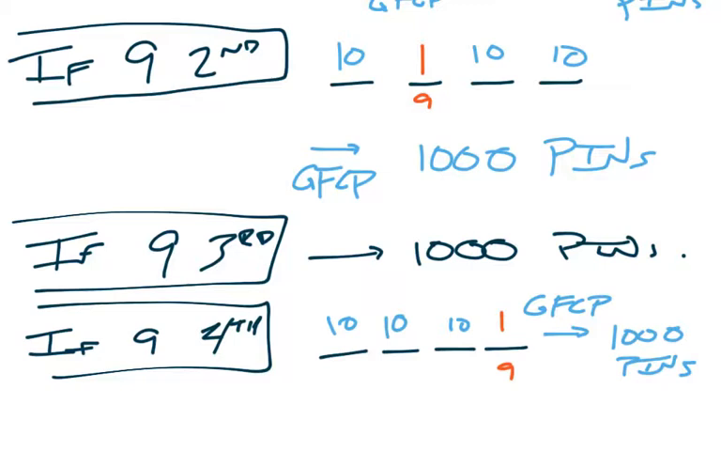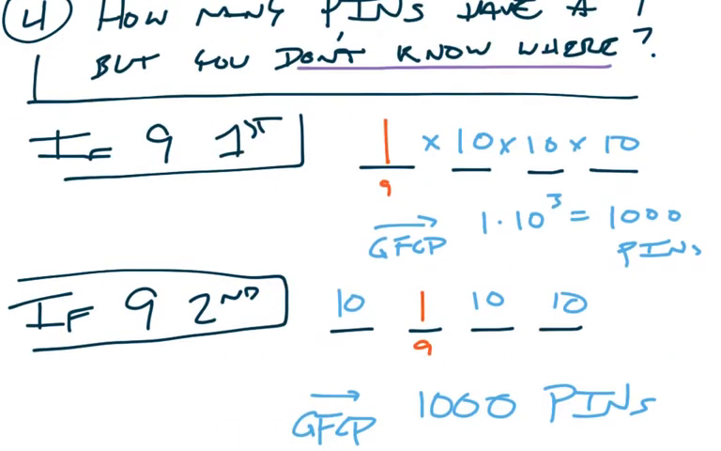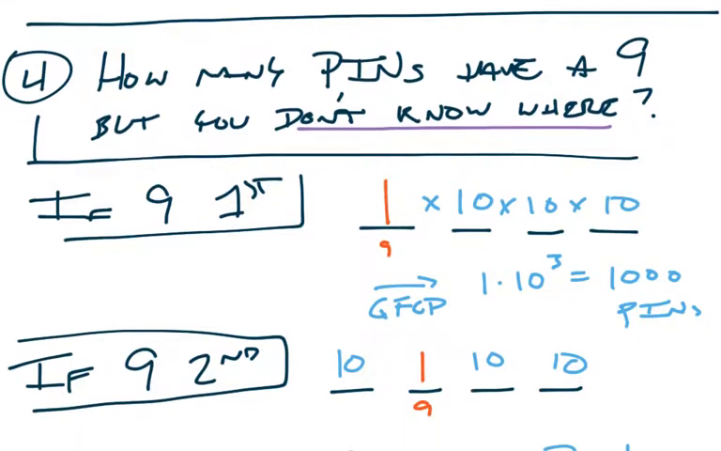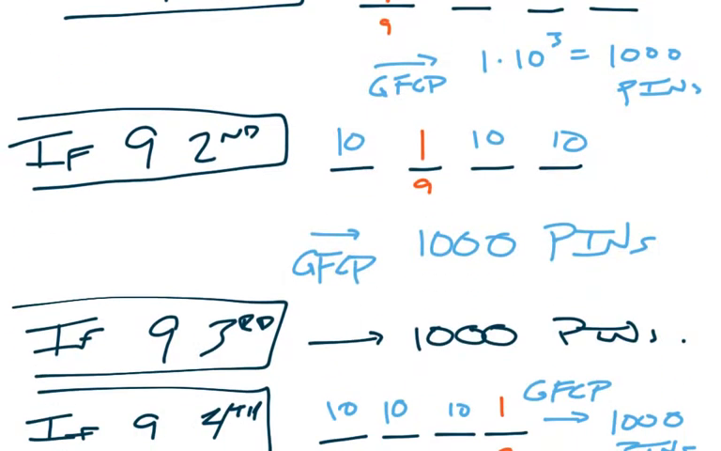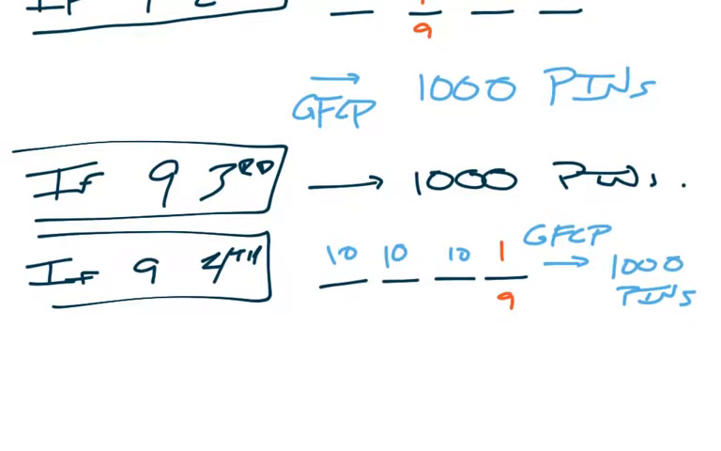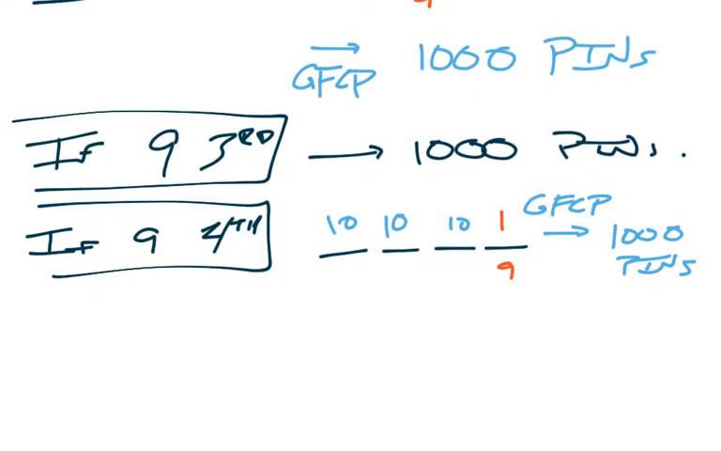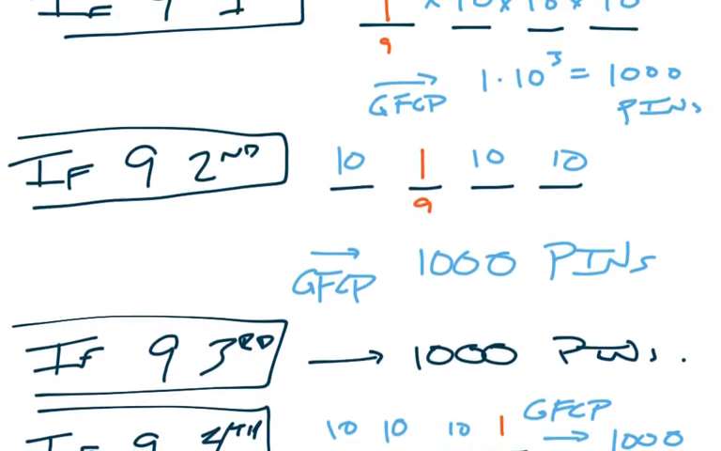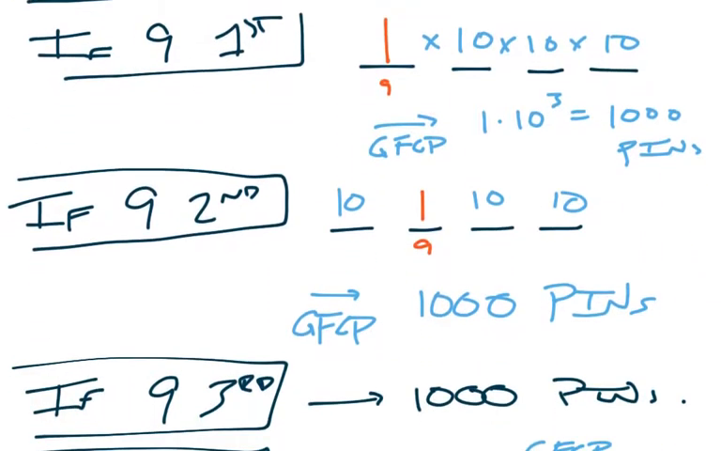Okay, so we need to answer the full question. The full question is, how many pins have a 9, but you don't know where the 9 is? So you've got options here. It could be first, or it could be second, or it could be third, or it could be fourth. Every one of those options gives you 1,000 different pins. And they are necessarily different pins because what we're really addressing by putting the 9 in these different positions is what I will refer to a lot from now on as a formatting problem.